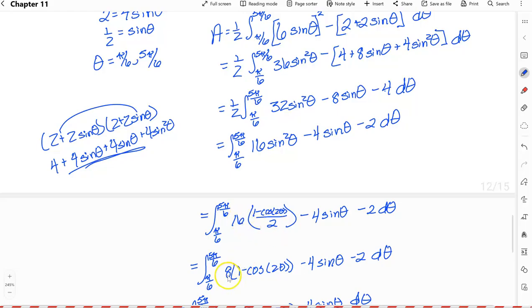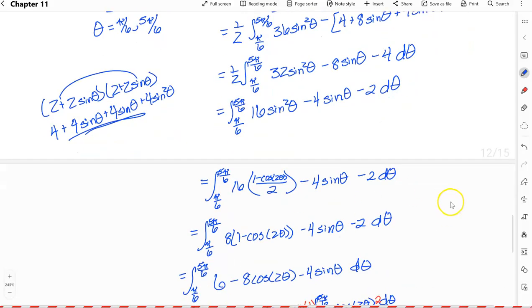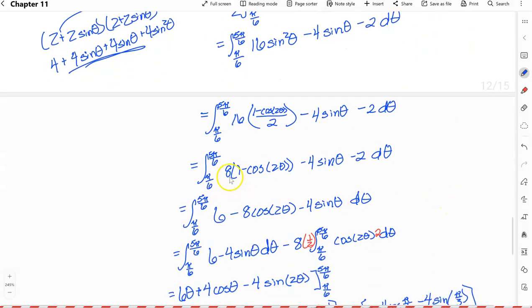And we're going to reduce those coefficients. 16 divided by 2 is 8. So it's 8 times the parentheses set of 1 minus cosine of 2 theta. And then I have minus 4 sine minus 2, and I'm integrating with respect to theta. So I'm going to combine some like terms again. So I'm going to have 8 minus 2 gives me a 6. And then minus 8 cosine of 2 theta minus 4 sine of theta.